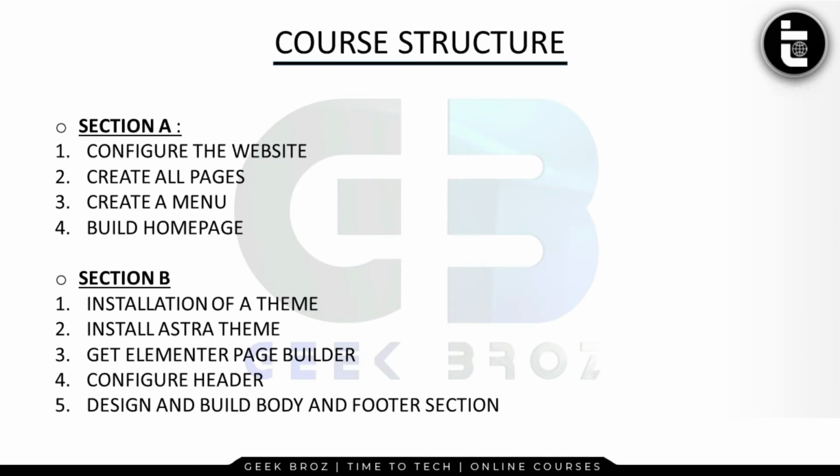So, section A of the course, you will be able to learn how to configure your WordPress website. After that, you will learn how to create all the pages you want to show on your website. Then the fourth part, you'll be able to create a menu where you will be able to access all the pages within your website. Then finally, in this section, you'll be able to learn how to build the home page, which some of you call the landing page.